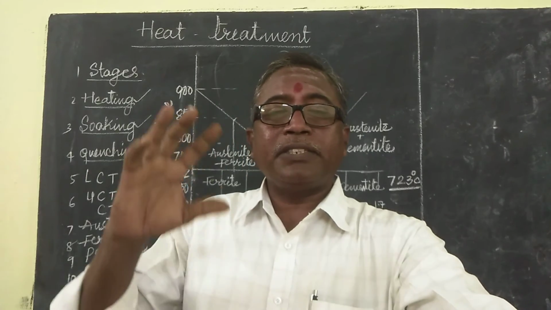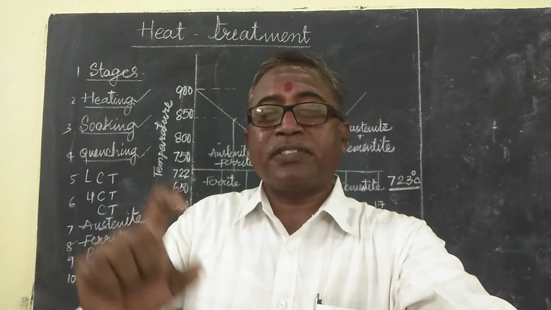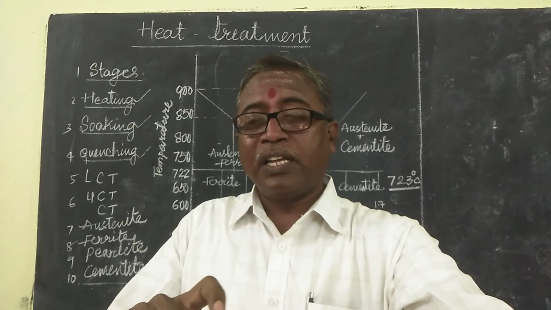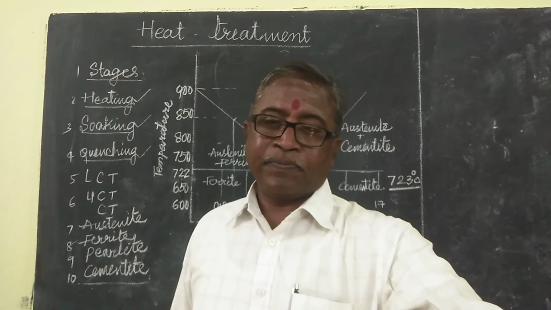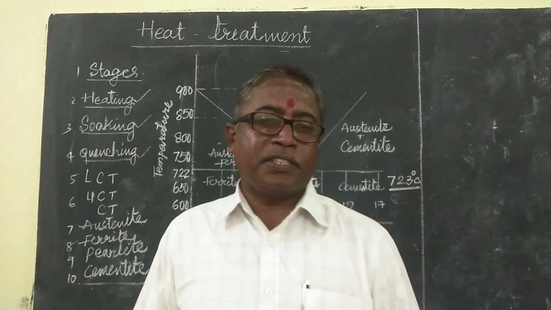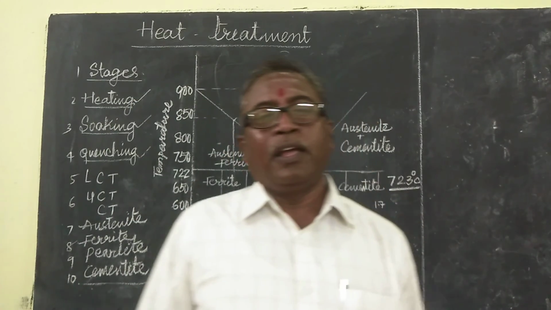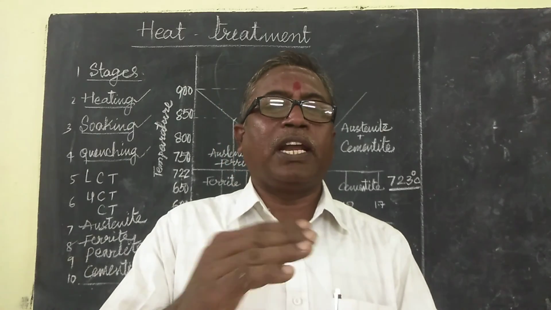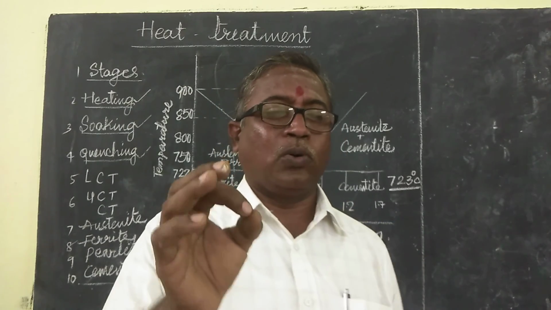As the metal is heated, the austenite form starts at the lower critical temperature. When it reaches totally austenite, that becomes the upper critical temperature. That means the structure has totally changed to austenite.